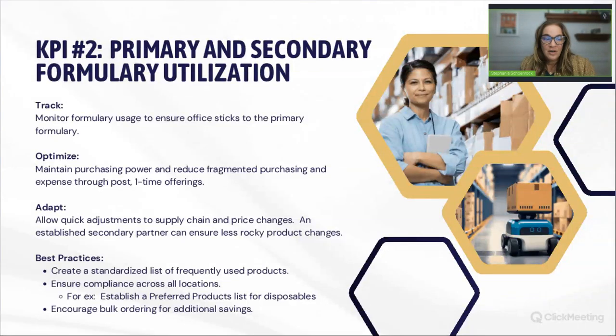A primary and secondary list of formulary preferred products allows quick adjustment to supply chain and price changes. Like we said, if there's a big price increase from your primary vendor for a product, and you have a secondary vendor that you're already working with, it is very quick to send a text or an email or just get on the shopping site and double check to see if there's an alternative, if the exact same apples to apples product is available from a different vendor as a backup.